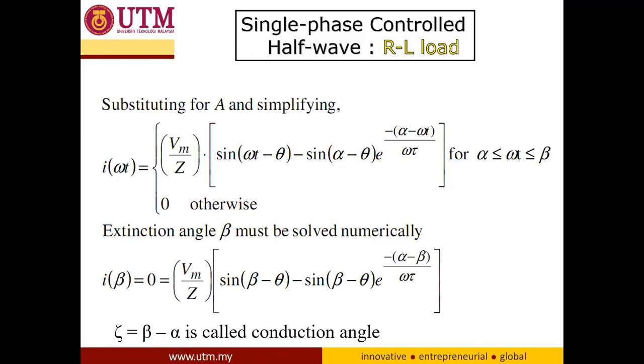The extinction angle is where the current becomes 0, or the energy becomes 0. So this is the equation, but normally it cannot be solved in manual calculation. It can only be solved by using numerical methods.